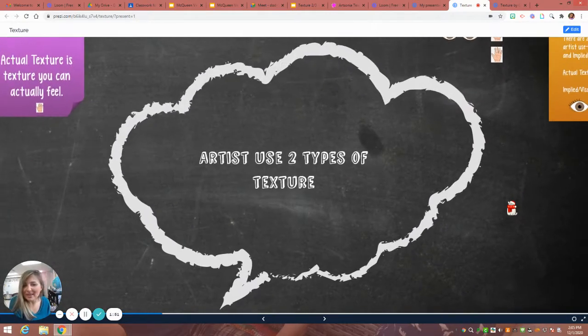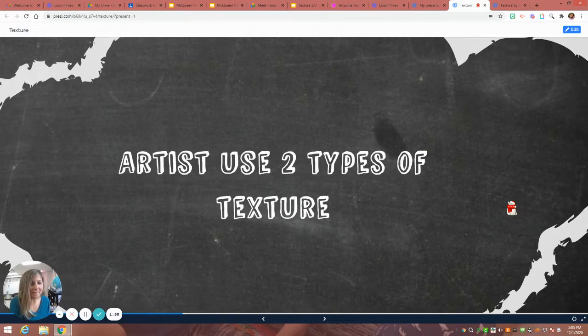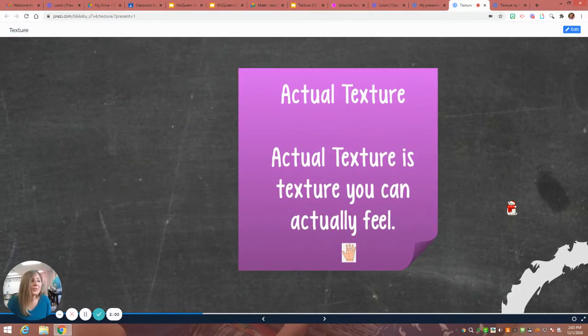So texture is the way that something feels. Artists use 2 different types of textures. And these are the 2 that we're going to learn about today. The first texture that we're going to learn about is actual texture. Actual texture is texture that you can actually feel with your hands. If I touch it, I can actually feel what it would feel like.